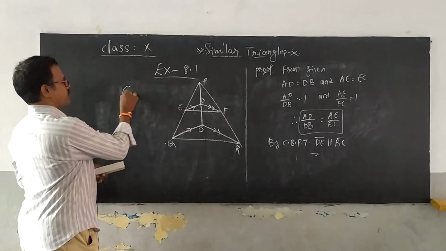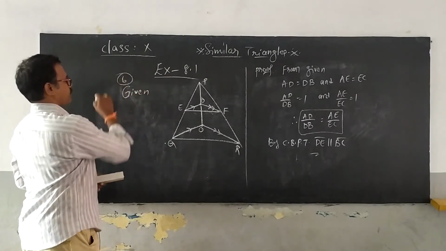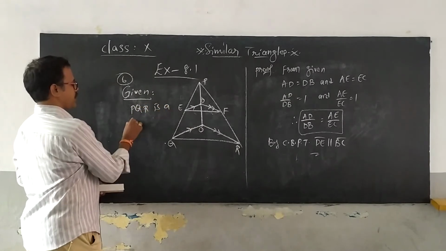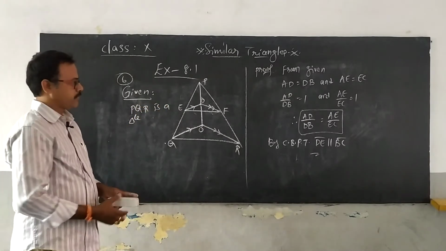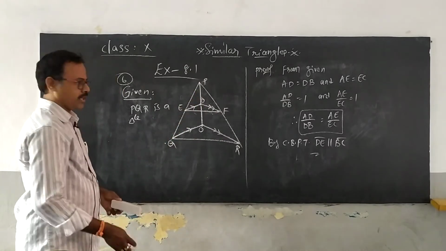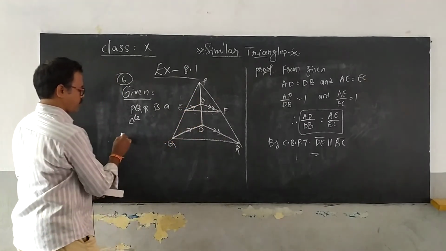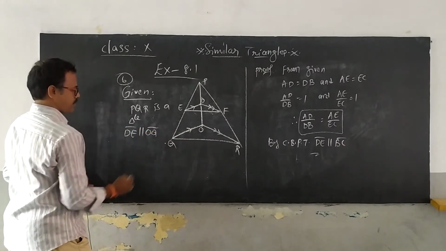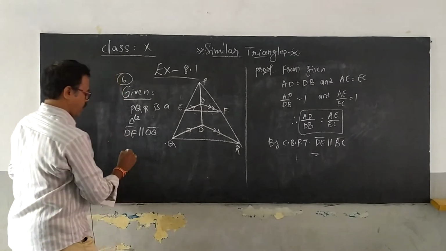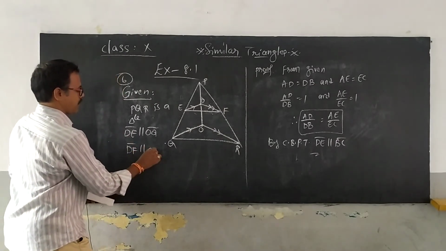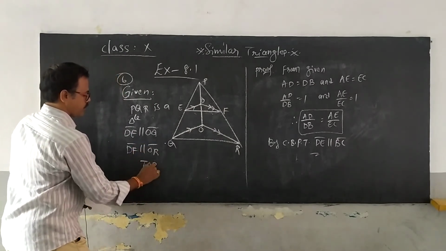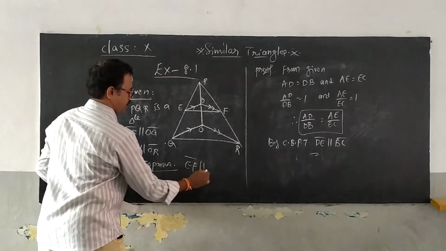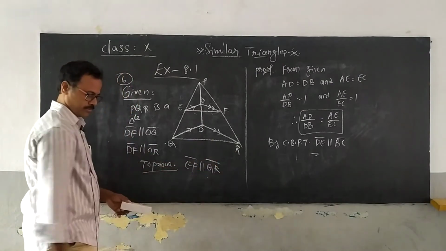Okay, let's write the given. Now, this is the sixth question. Given PQR is a triangle in which DE is parallel to OQ, DE line segment parallel to OQ line segment, DF is parallel to OR, DF line segment parallel to OR line segment. Now, we need to prove that EF line segment parallel to QR line segment.